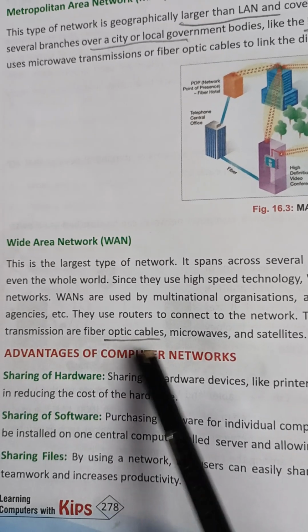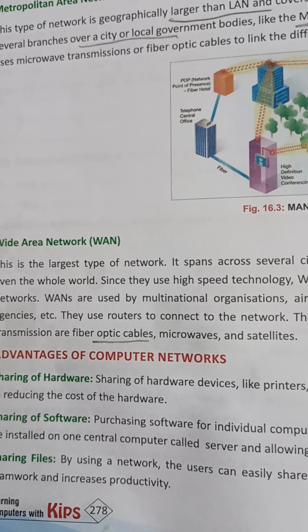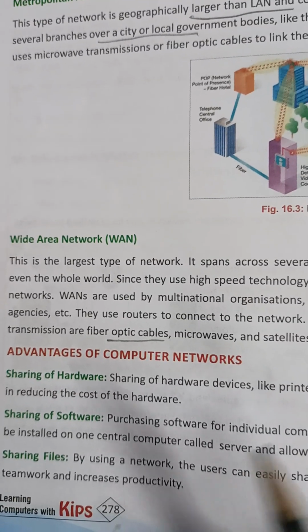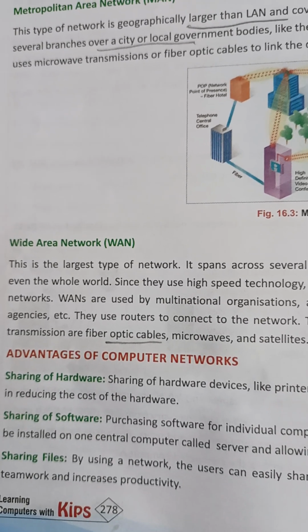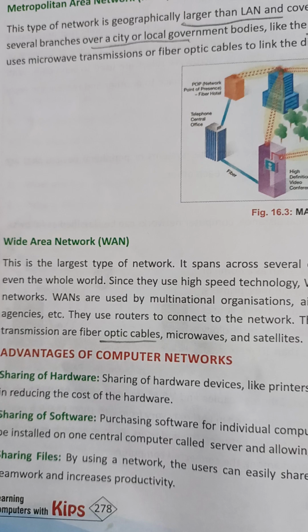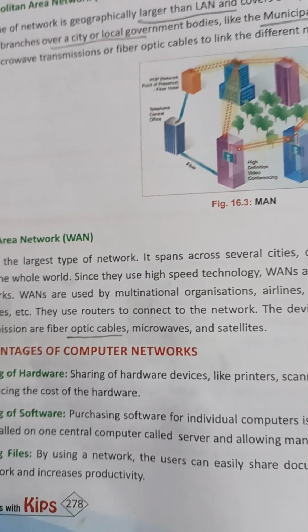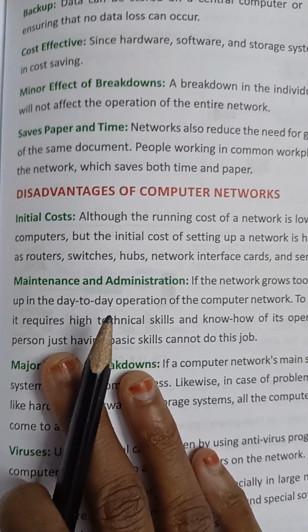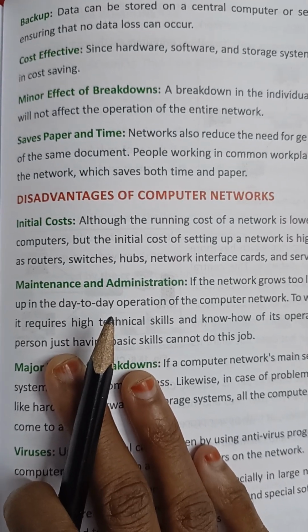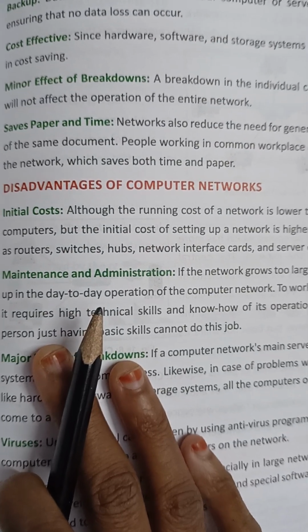Now, suppose you want to share any kind of hardware devices like a printer, scanner or storage; for that, computer networks are used. Sharing of hardware, sharing of software. If you want to use any kind of software, for that also computer networks are used. To share files, or if you want to back up any kind of data, for that also these computer networks are used. The cost is effective, so even if minor effects or breakdowns happen, you can use this.